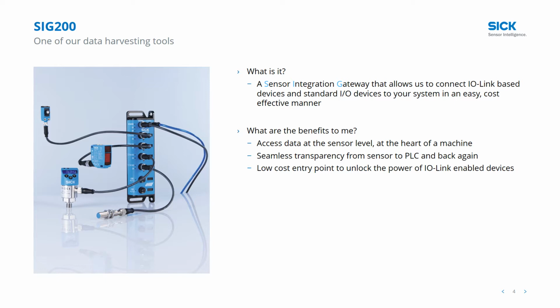Basically, with one IO-Link sensor and a SIG200, you can make a start on your digital journey and start extracting useful information. Setup is really straightforward because we've got the onboard web server. That makes setup really quick and easy. You can see what's going on with your sensor in terms of process data and also service or parameter data. That's the hidden information inside the sensor.